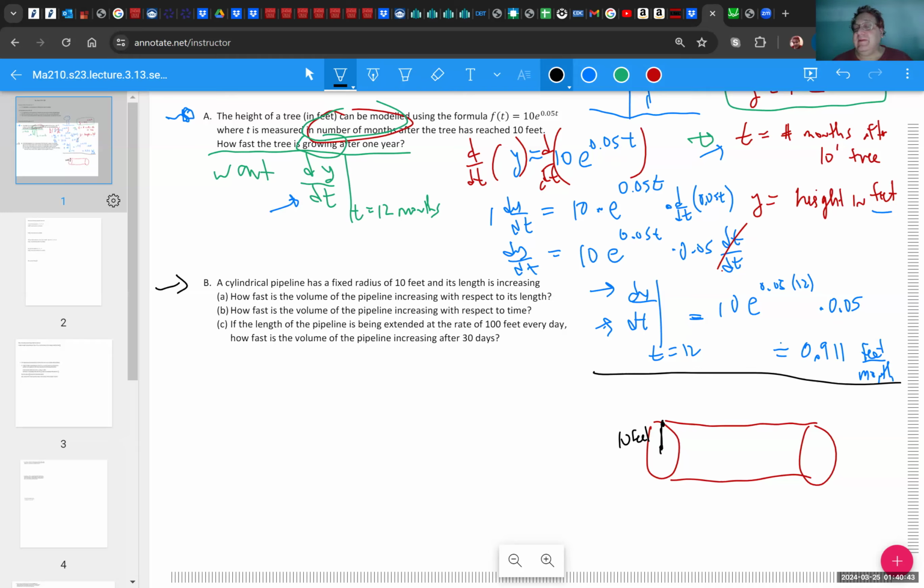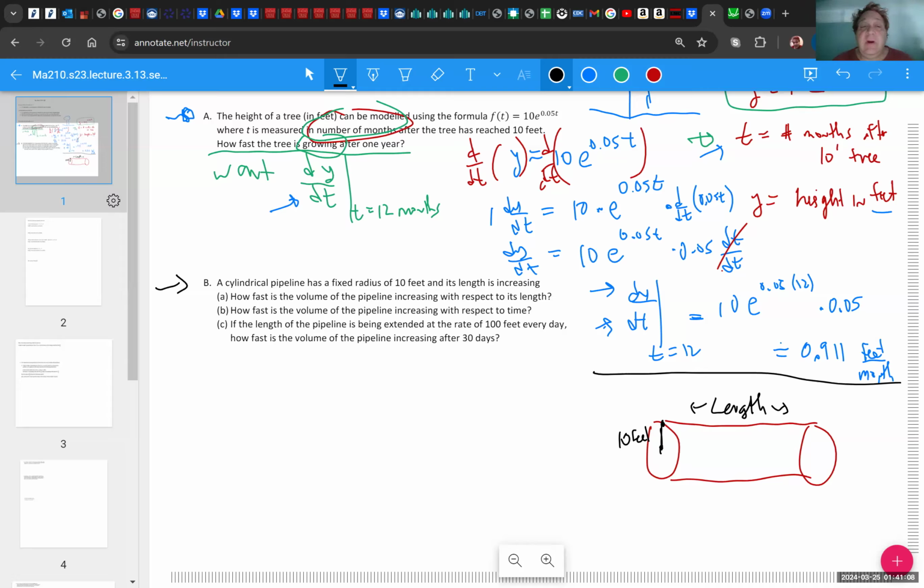And its length is increasing. So here's the length. And the length is not a constant. It's not like the fixed radius, right? So the length is changing. So I usually put little arrows to remind myself that that length is actually moving around, right? In this case, it's getting bigger and bigger.